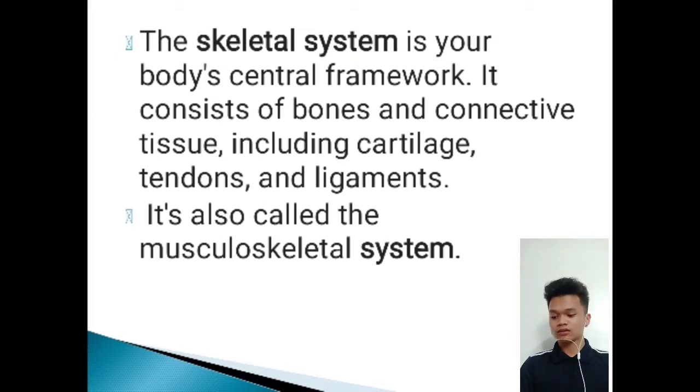Tendon is connective tissue that connects your bone and your muscle. And ligaments are the connective tissue that connects bone to bone.